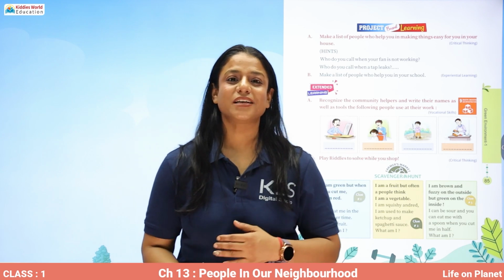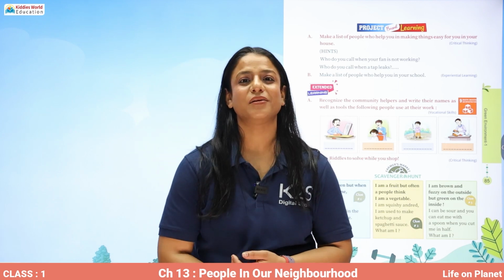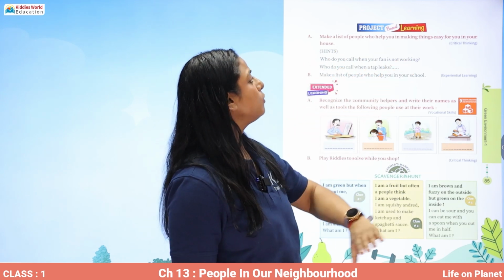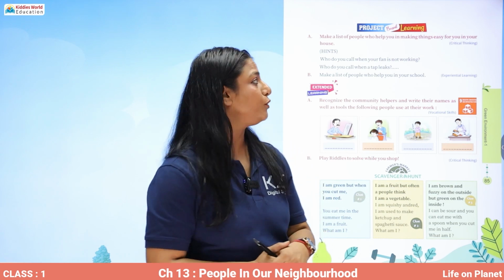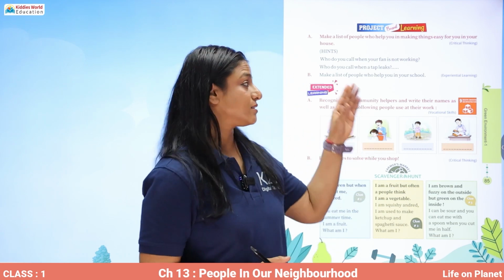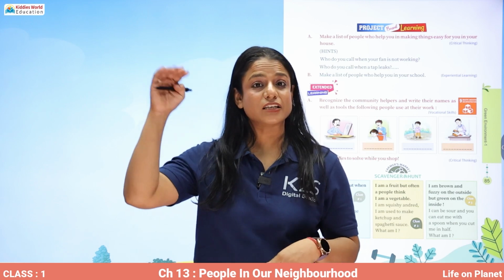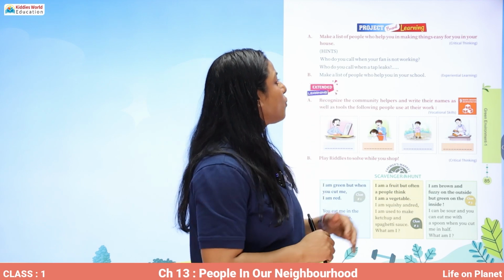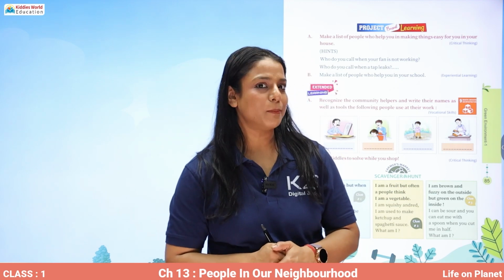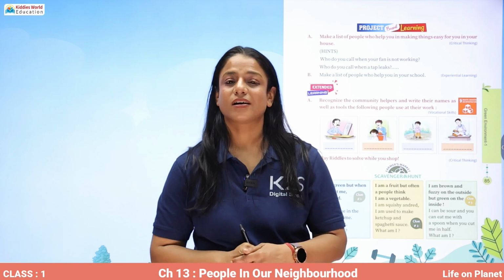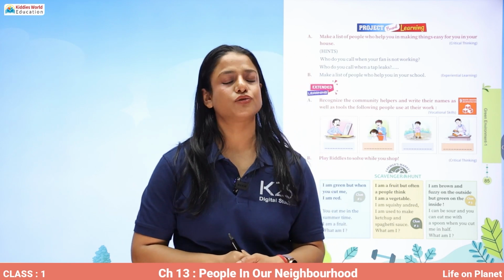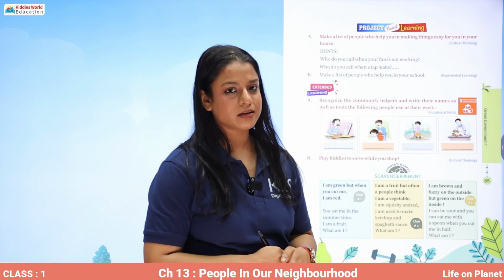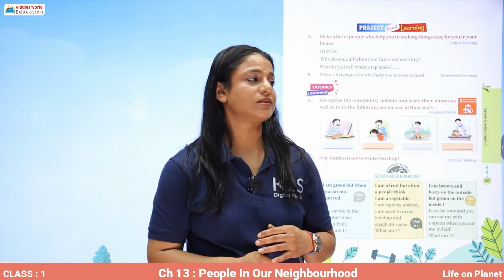Now, these are some fun-based questions which you can do yourself with your family and friends and have fun with the chapter. You have to make a list of the people who help you in making things easy for you in your house. There are some hints given. When your fan is not working, whom do you call? We call an electrician. Who do you call when a tap leaks? We call a plumber. Then also a carpenter helps us if we need to get any new furniture made. Then our house help helps us in getting our house chores done.